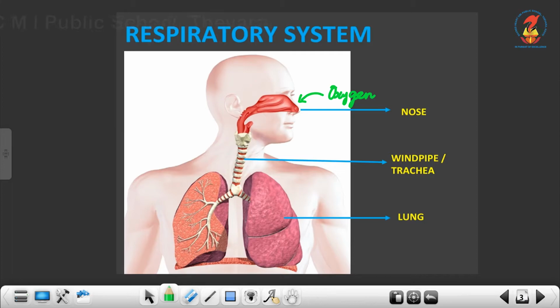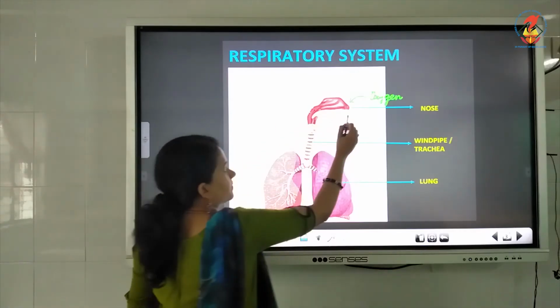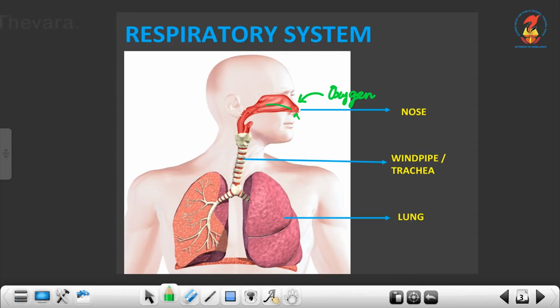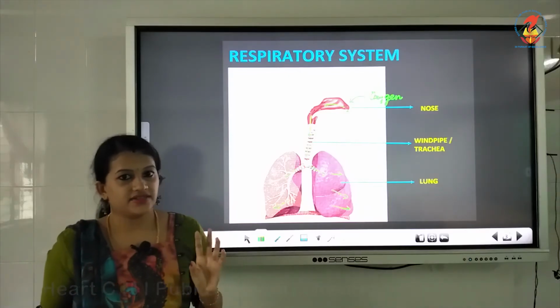And how does it travel? It travels from the nose. It travels through the windpipe. It goes into the windpipe and then it reaches the lung. So the oxygen is reaching the lungs. From the nose it travels through the windpipe and then it reaches the lung. That is how the air is traveling.